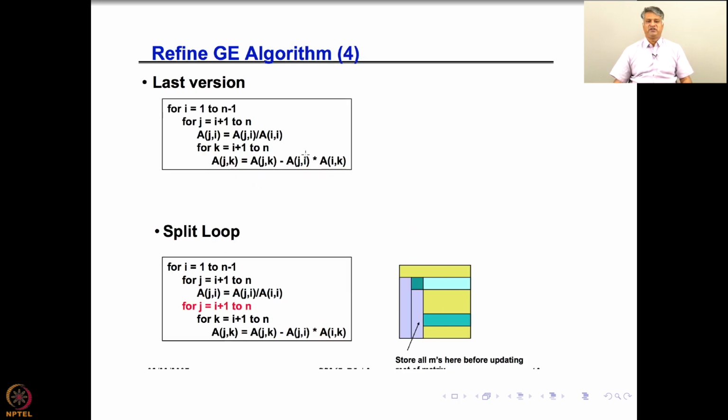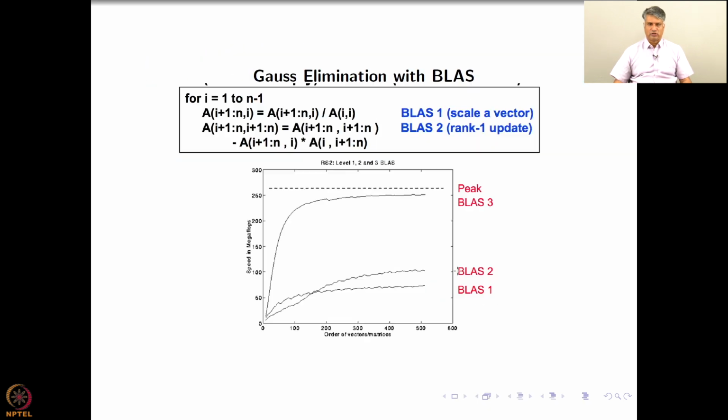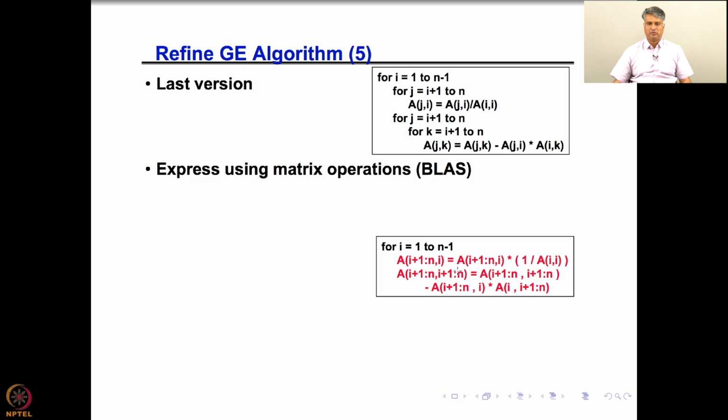I can make it further efficient by splitting the loop for j from i plus 1 to n and for j i plus 1 to n again. So for each of these, I can go ahead and do this. Then finally, if I look at the last matrix operation, this will come out to this. So this involves a lot of steps. But now I can express this matrix using a matrix plus operation. So I have now reduced my problem to this statement which is shown in red.